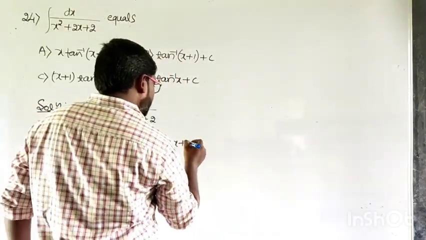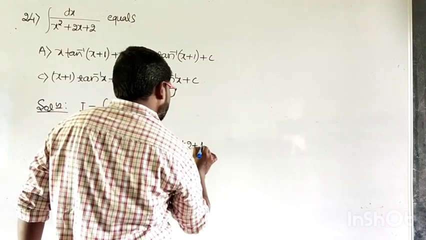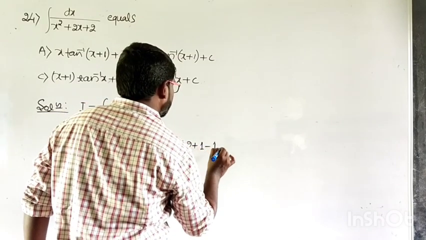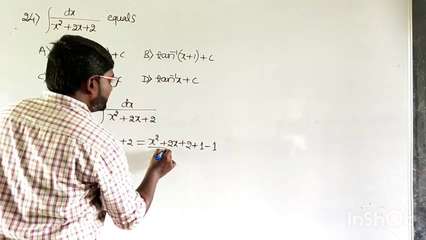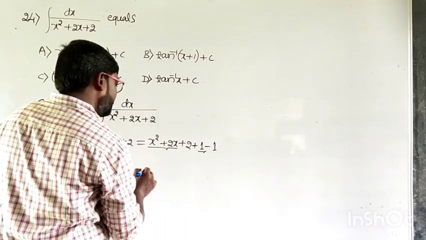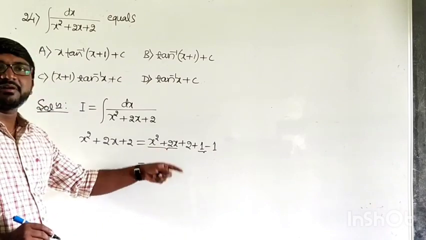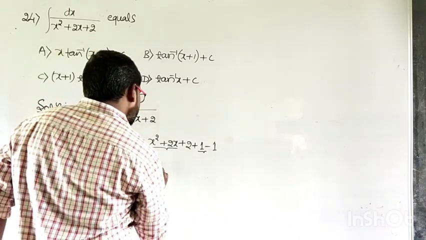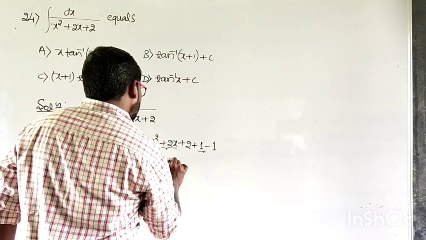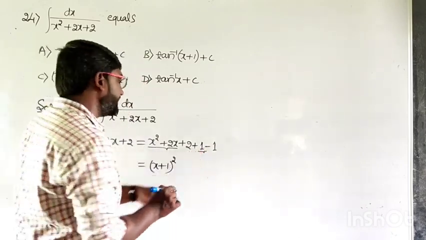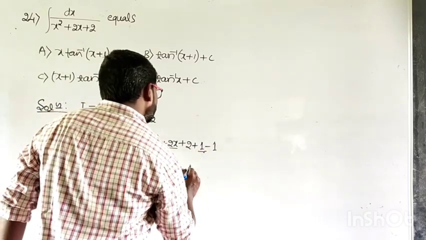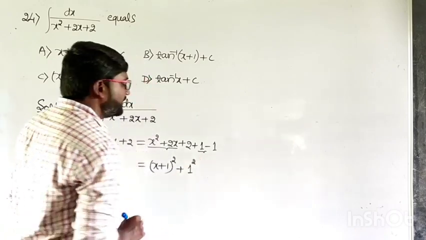So now it is plus 1 and then minus 1. So now I group these two and 1. These three together can be written as (x plus 1) the whole square. Then 2 minus 1 it is 1, plus 1. 1 can be written as 1 square.